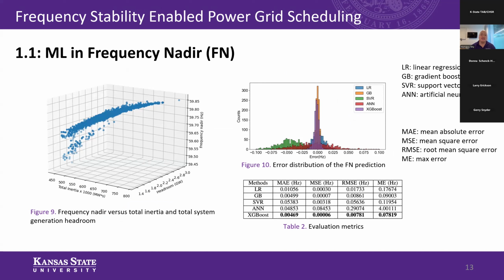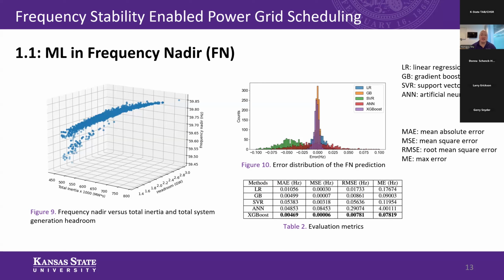As you can see, the 3D scatter plot on the left shows the relationship between the total system inertia, generation headroom, and the observed frequency nadir. As we expected, higher inertia and more available headroom are associated with higher frequency nadir values, indicating more resilience in the power system to sudden disturbances. We also evaluate the accuracy of machine learning methods, comparing five algorithms: linear regression, gradient boosting, support vector regression, artificial neural networks, and XGBoost.